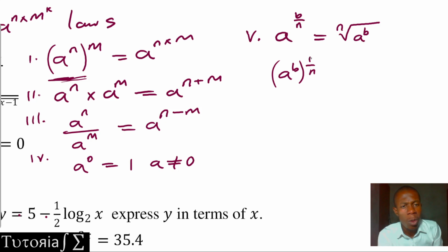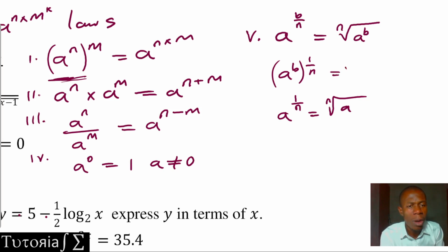Okay, so 1 over n is basically the nth root. Okay, so 1 over n, you know this, a raised to the power 1 over n is basically the nth root of a. Okay, so meaning that if you have a raised to the power b, this will be the nth root of a raised to the power b. Okay, so if you have a raised to the power 1 over 2, this will be the square root. So square root, we don't put a 2 there, but square root of a.